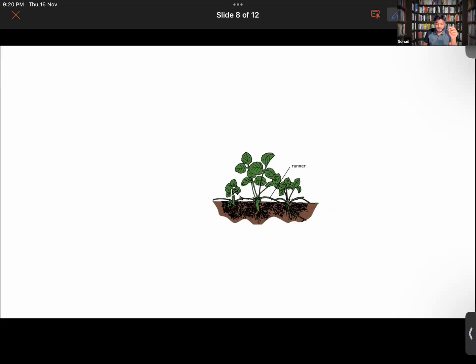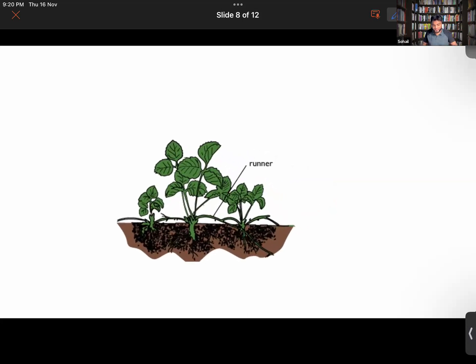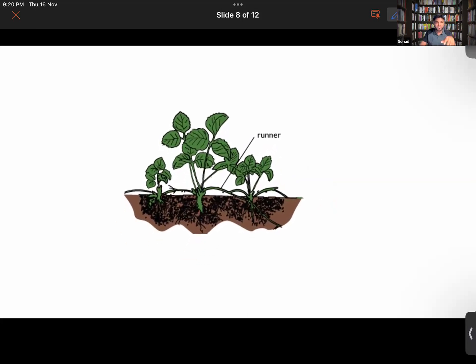Have you seen plants like these, where some plants grow along the ground and have some modified stems? Look at this. This is the main plant, and then there are stems arising from it that grow close to the ground. When it touches the ground, it develops a root system. A root system has developed here, and now a new plant grows.